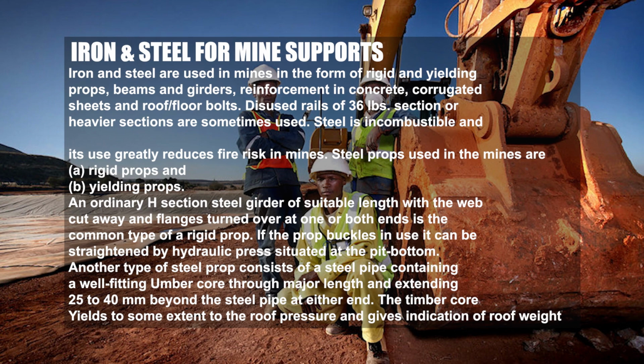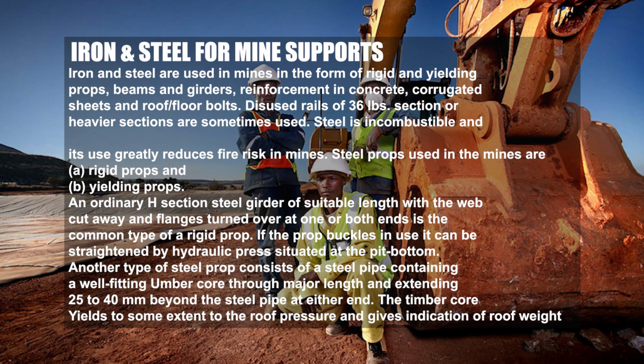Steel props used in the mine are rigid props and yielding props. An ordinary I section steel girder of suitable length, with the web cut away and flange turned over at one or both ends, is the common type of a rigid prop. If the prop is buckled in use, it can be straightened by hydraulic press.